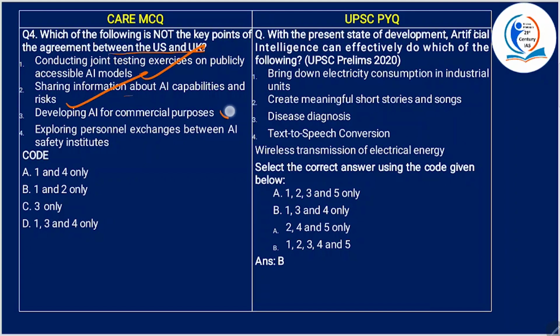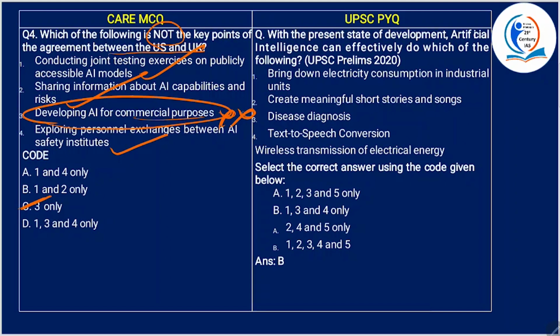Developing AI for commercial purposes. This is not a part of their agreement. And in fact, the declaration that I mentioned spoke about developing AI for welfare of the humanity and not commercial purposes. Commercial purposes was not mentioned. So this is wrong. Exploring personal exchanges between AI safety institutes. Yes. So 1, 2, and 4 are right. They're asking you which is not the key point, right? So 3 only. C is the answer.